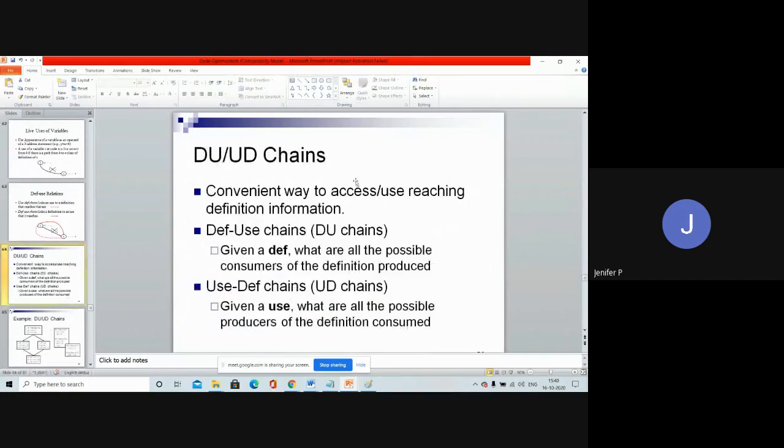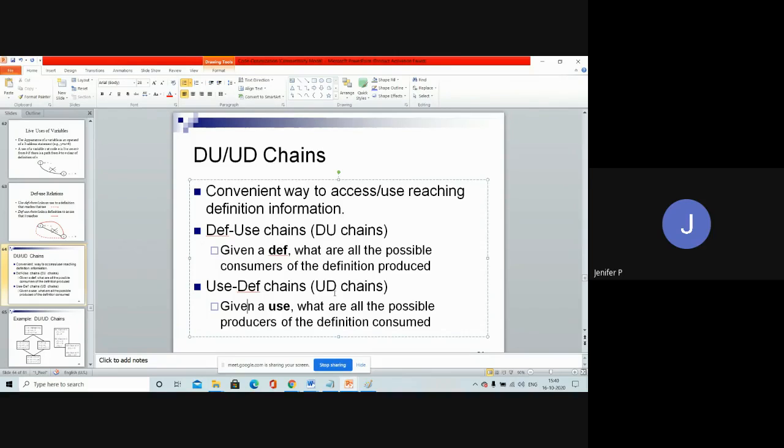See here, DU chain represents, when you are given a definition, what are all the possible consumers of the definition? That is, who uses the definition before it has been redefined. So that will be the DU chain. Then the UD chain represents the reverse. When you are given a use, by which statement has that particular value been defined? So that is said to be the UD chain.